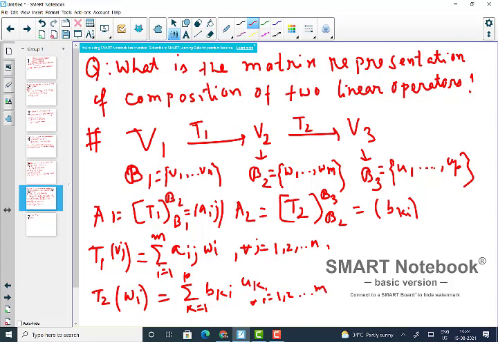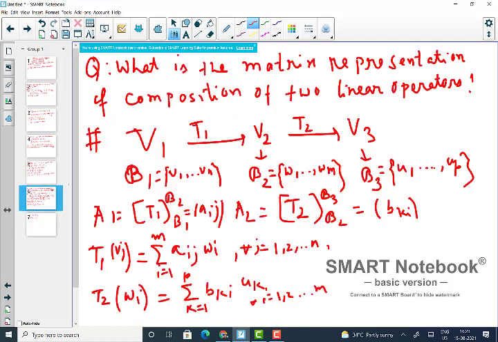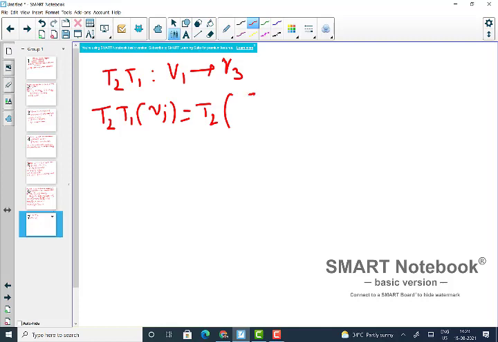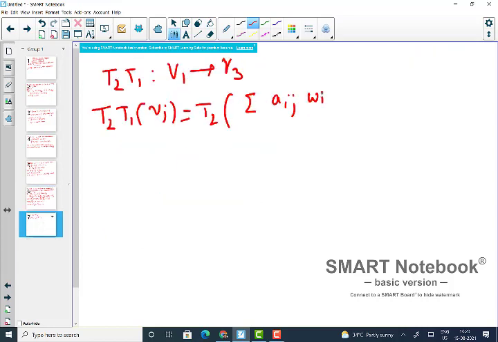Then if you plug those things here, then what happens? So T2 of T1 Vj means what? T1 Vj is nothing but summation Aij Wi, i equal to say 1 to m. This we already know from the matrix representation of T1.